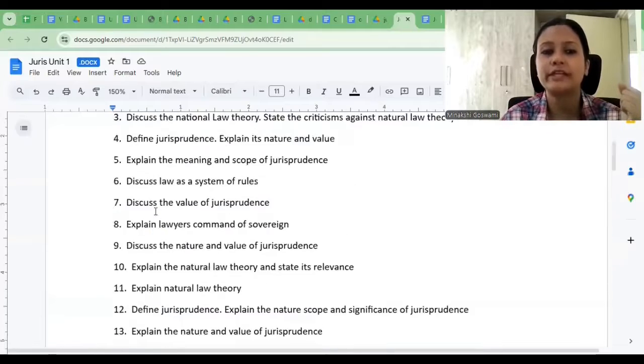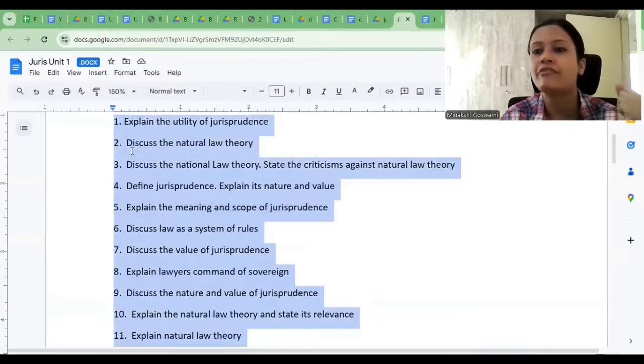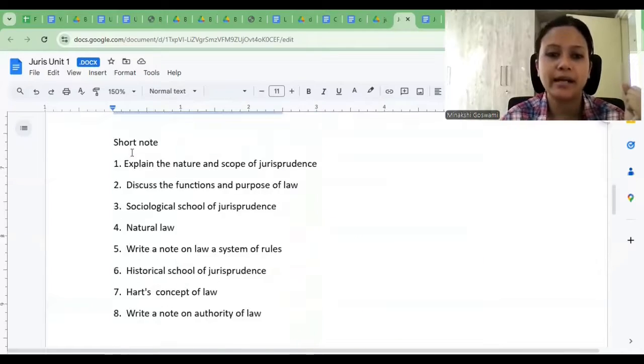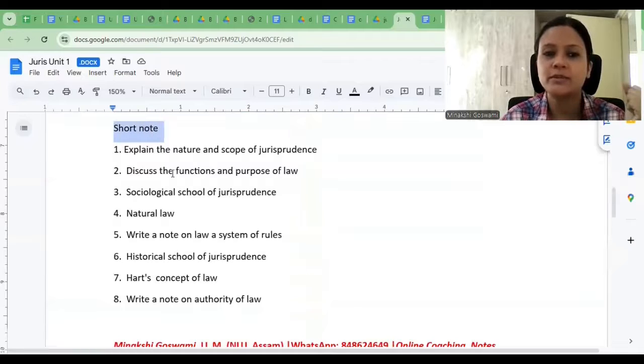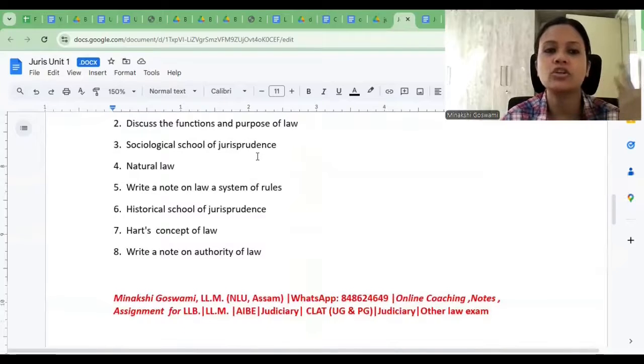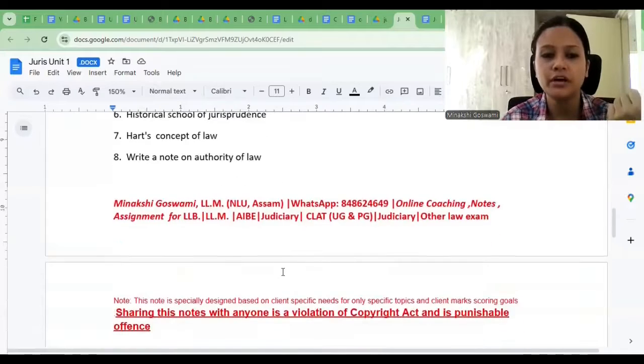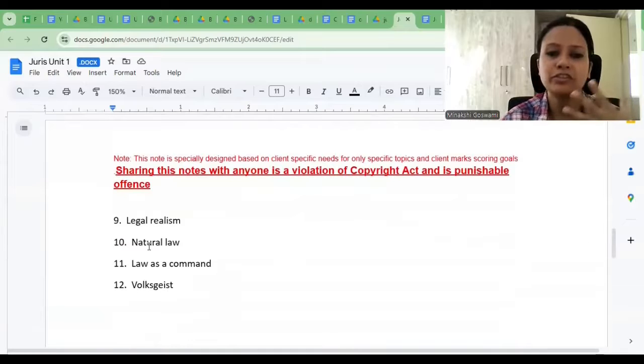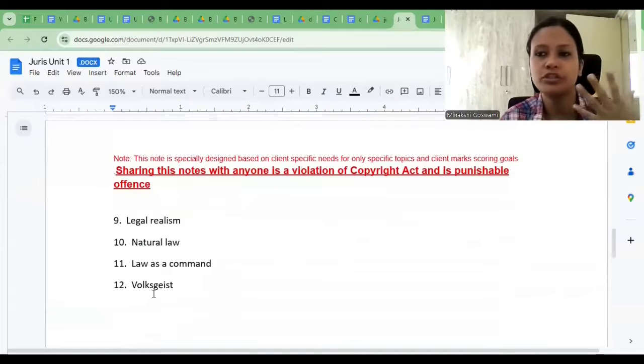So these were some of the questions, around 17 questions we have from the long answers part. Then we have some short notes as well. Explain the nature and scope of jurisprudence. These things are asked in short notes as well. Discuss the functions and purpose of law. Sociological school of jurisprudence. Natural law. Write a note on law as a system of rules. Historical school of jurisprudence. Hart's concept of law. Write a note on authority of law. Legal realism, natural law, law as a command, and Kelsen's theory.